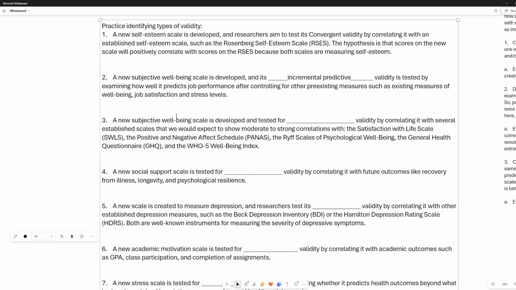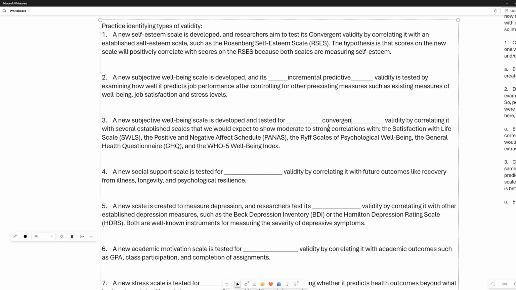A new subjective well-being scale is developed and tested for what type of validity by correlating it with several established scales that we would expect to show moderate to strong correlations with: the Satisfaction with Life Scale, Positive and Negative Affect Schedule, the Ryff scales of psychological well-being, the General Health Questionnaire, and the WHO-5 Well-Being Index. So we expect that our new scale is correlated with existing scales that seem very similar. This would be, again, convergent validity.